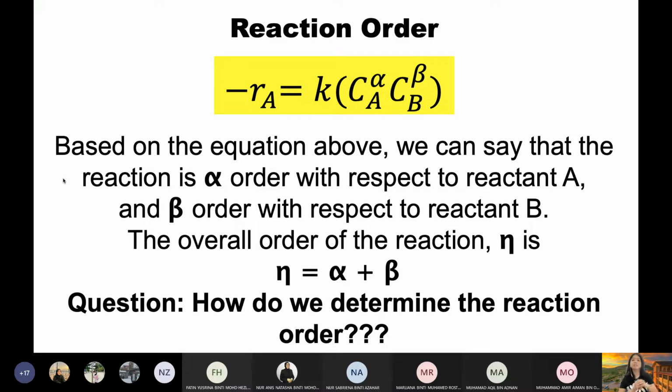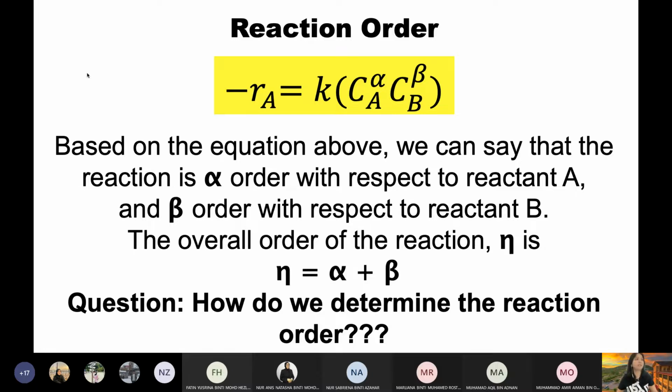Okay, so let's say kalian katakan the reaction is first order with respect to A and first order with respect to B. Overall order 1 plus 1, 2. Okay, so let's say the reaction is first order with respect to A, second order with respect to B. So overall order 3. Rate law dia minus rA equals k CA power of 1. Tak tulis pun tak apa. CB power of 2. Okay, selesai.